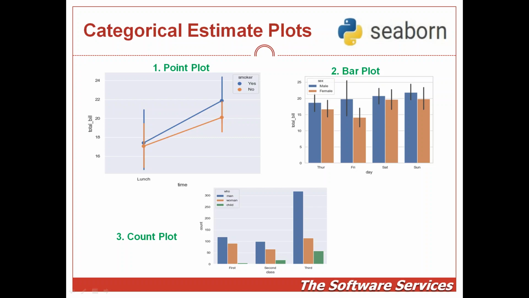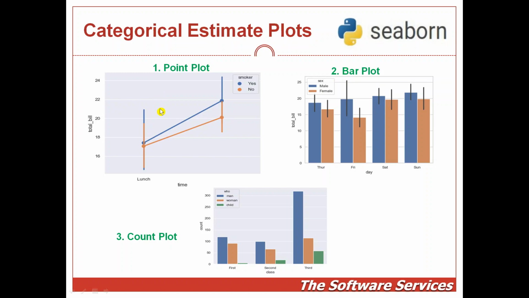In the last classes, we had completed two subclassifications of categorical plots, that is categorical scatter plots and categorical distribution plots. In this class we will see another subclassification of categorical plots called categorical estimate plots. The name itself is conveying the meaning. These plots are used to estimate certain data under consideration, okay.